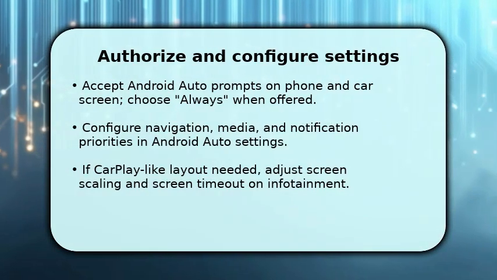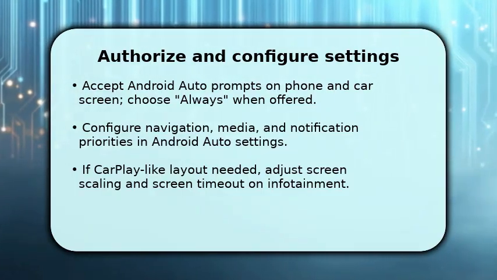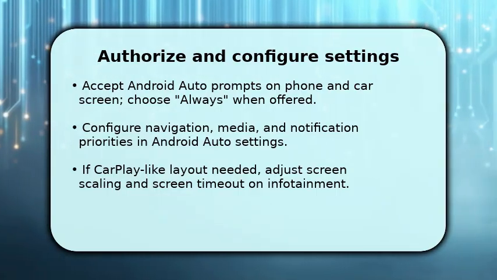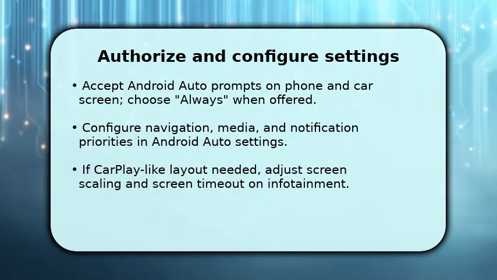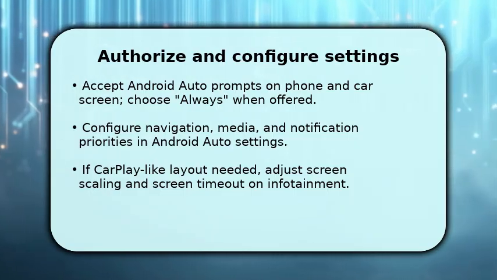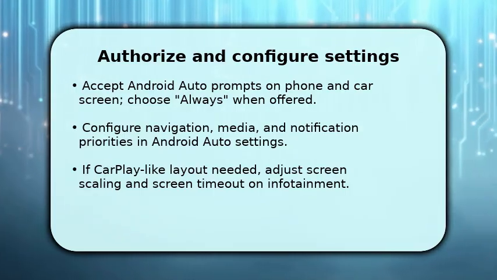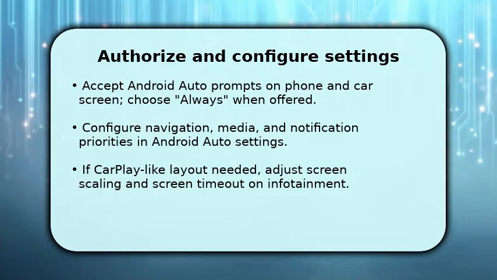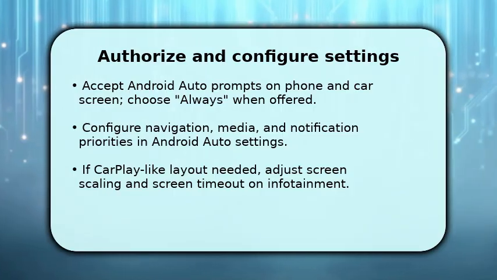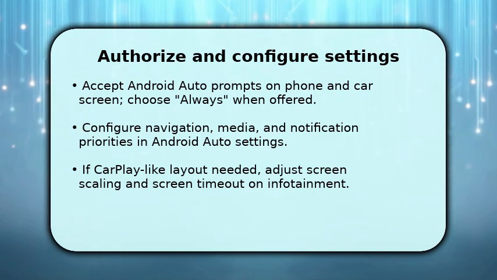After the cable handshake, focus on authorizing and tailoring the connection. On your phone, tap Accept for Android Auto permissions and select Always to skip repeated prompts. On the Altroz screen, choose Allow to enable the interface. Next, open Android Auto settings to set preferred apps for maps, music, and voice. This determines which apps show first. Make sure Do Not Disturb while driving is configured how you prefer. Finally, check screen orientation and audio source, so navigation, voice, and media play correctly through the car speakers.